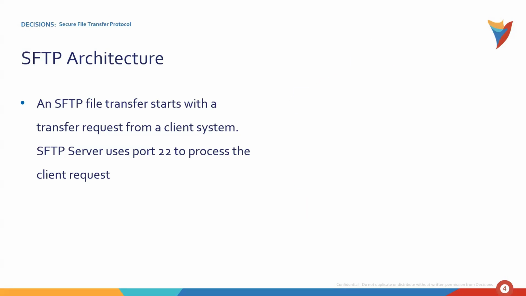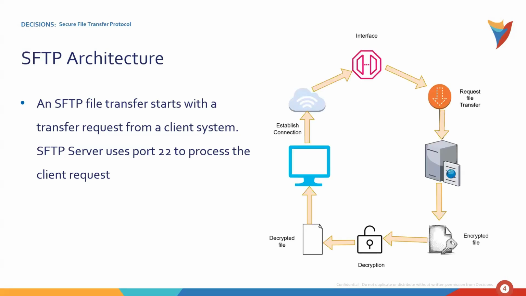The SFTP file transfer starts with a transfer request from a client system, and it establishes the connection. The request goes through the interface and requests a file transfer from the FTP server. This FTP server processes the request and sends an encrypted file into the network. This file is encrypted using different SSH algorithms like DSA, RSA, etc. Finally, this file over the network is decrypted, which then reaches the client system. SFTP server uses port 22 to process the client request.